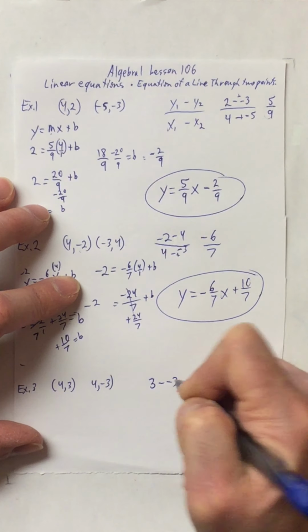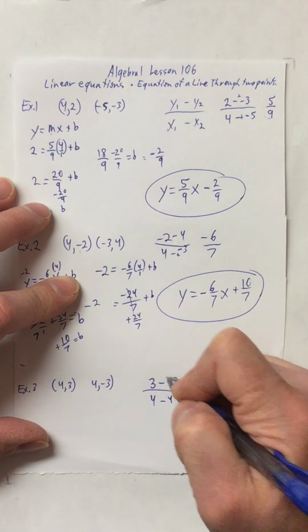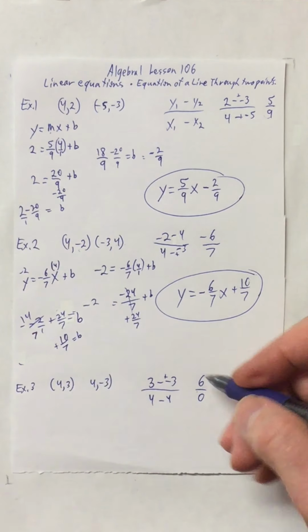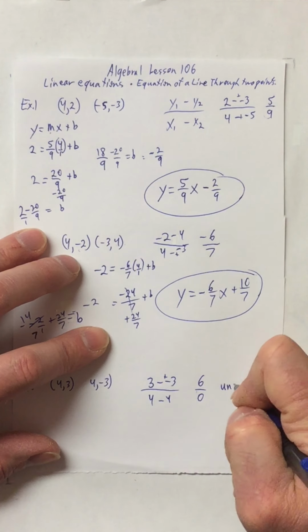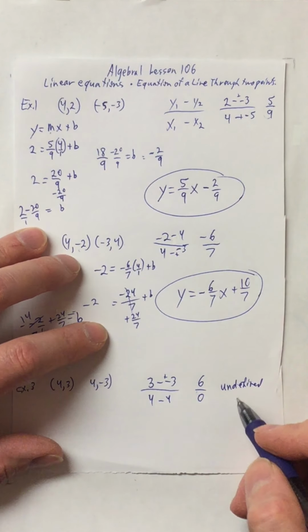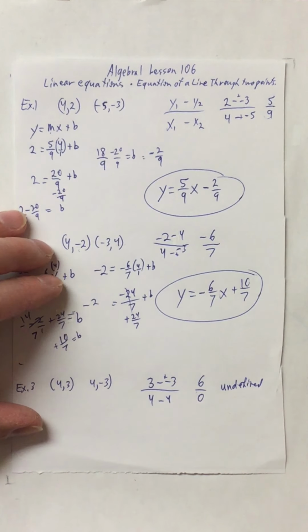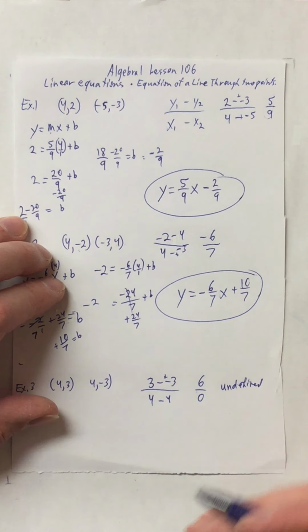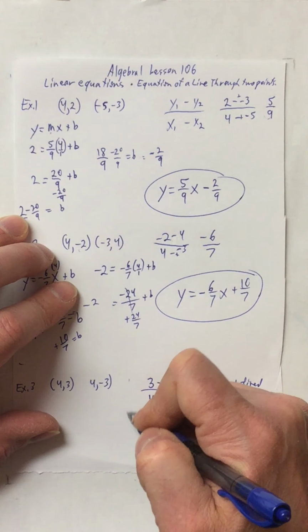3 minus a negative 3 over top of 4 minus 4. So this one here, you get 6 on the top. On the bottom, you get 0. Now, that 0 on the bottom there, we would list this as undefined. Okay? Anytime you get a 0 in the denominator and it is undefined and you're trying to graph something, then it is going to graph a vertical line.